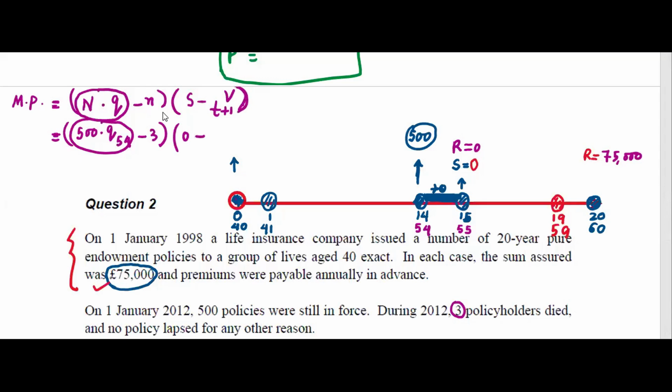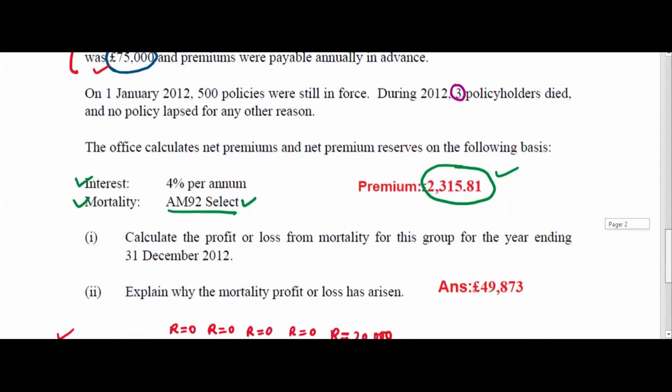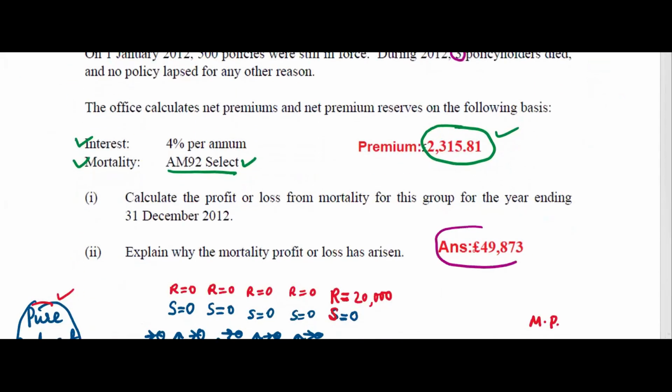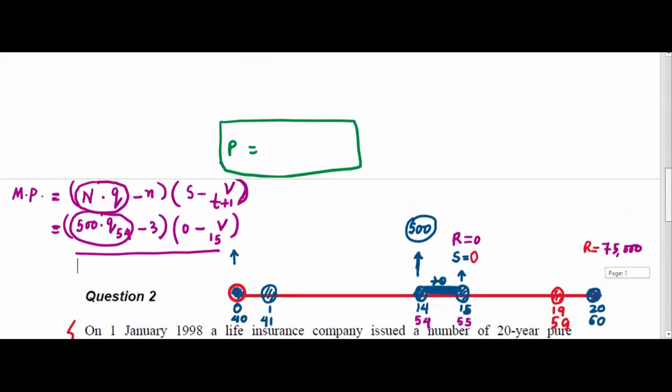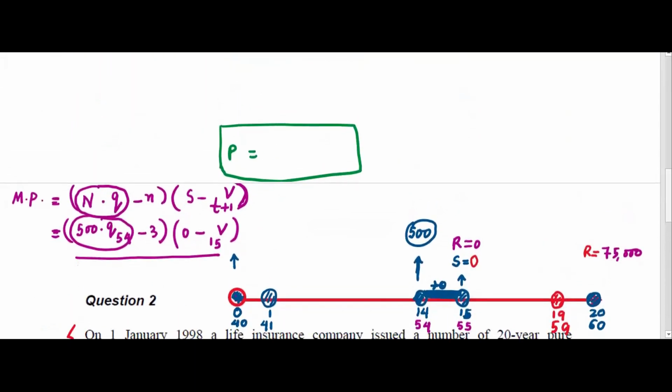So V(t+1). t is 14, so 15. V15 is what you need to find. You put it here, you will get the answer. That's all. So to get the answer, you need a lot of calculations. You do that and find V15 and put it here and check that you get the answer. Now, the only thing remaining here is to find V15. Okay. So how to find V15?